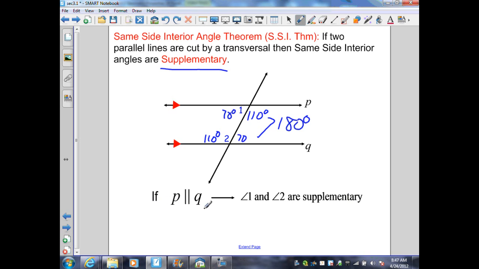Therefore, if two parallel lines are cut by a transversal, then angle 1 and 2 are supplementary, and angle 1 and 2 here are same side interior angles.